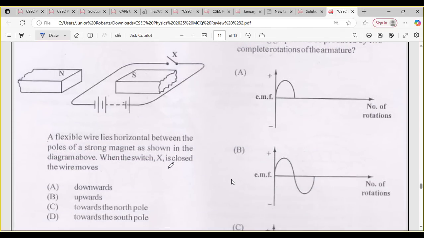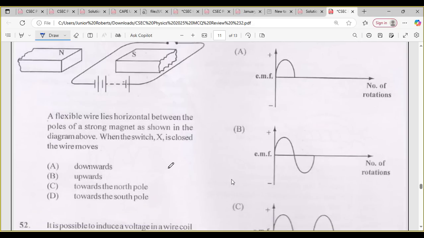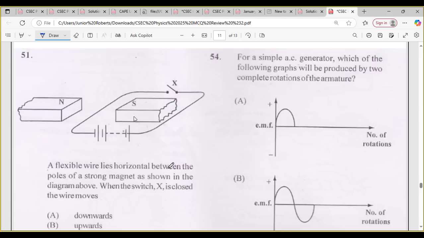Now it says a flexible wire lies horizontally between the poles of a strong magnet as shown in the diagram above. When the switch X is closed, the wire moves. So in this case now we're going to have a current flow from positive to negative. So we're going to have conventional current going that way and then coming out like that. So if we now use Fleming's left hand rule, right? So the index finger must point from north to south and the current is coming out.